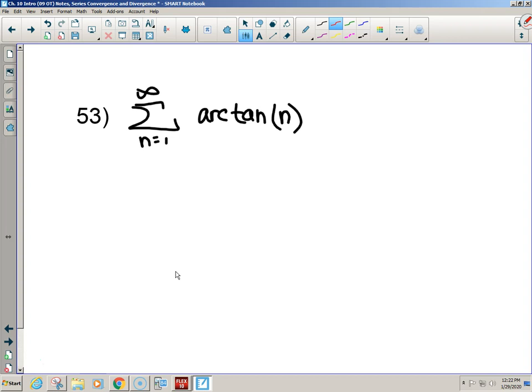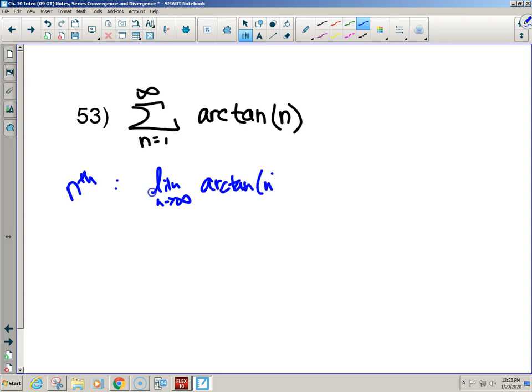Wait a minute. What are the 3 tests we're allowed to use? Nth term, series, and integral. Okay, so we have NGI: nth term, geometric, and integral test, right? So nth term, geo, integral test. Nth term says take the limit as n goes to infinity of the sequence, not series. So we're testing the nth term of arctan.